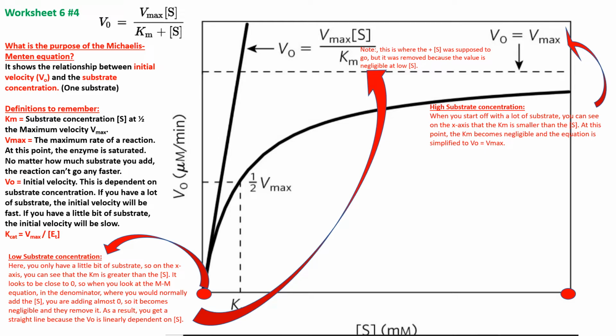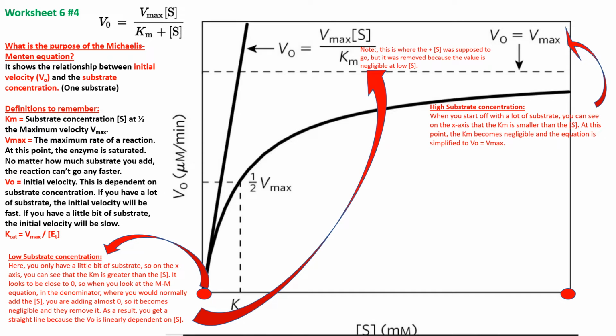So on this graph, we have on the y-axis V naught in micromolar per minute, and on the x-axis we have substrate concentration in millimolar per minute. So on this corner, we have low substrate concentration, and on this corner, we have high substrate concentration. As you can tell, there's different things going on in each of those two corners. So Km is half the Vmax, that's right here.